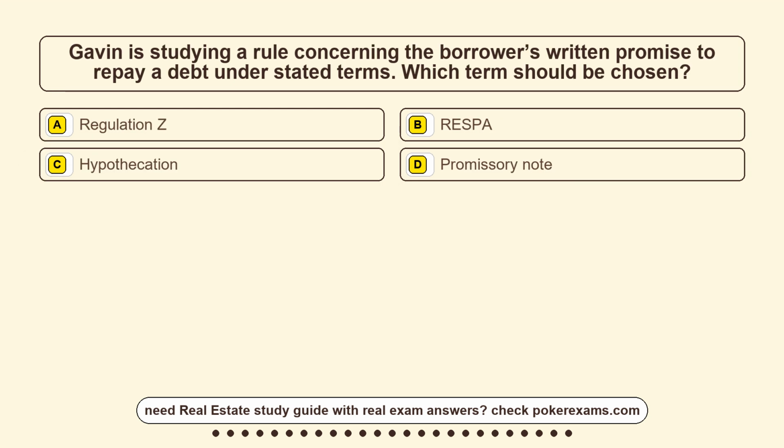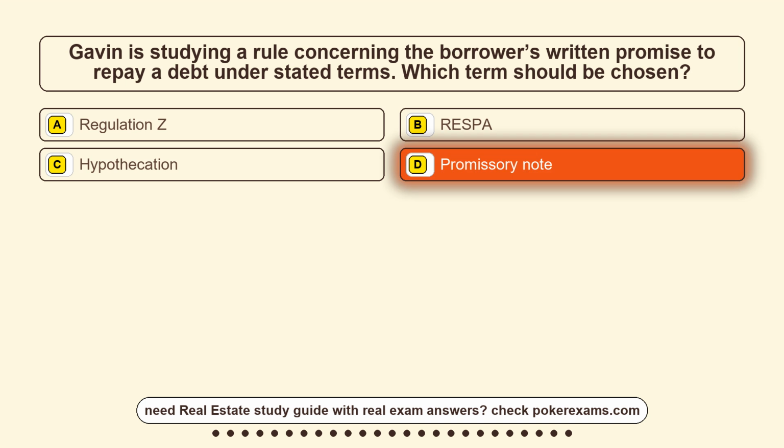Question 10. Gavin is studying a rule concerning the borrower's written promise to repay a debt under stated terms. Which term should be chosen? Option A, Regulation Z. Option B, RESPA. Option C, hypothecation. Option D, promissory note. The correct answer is option D, promissory note.